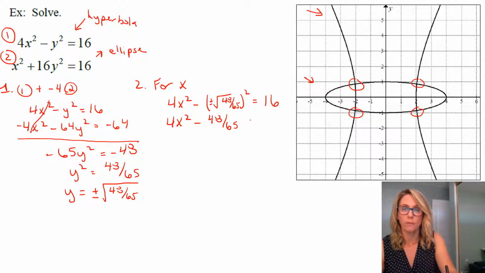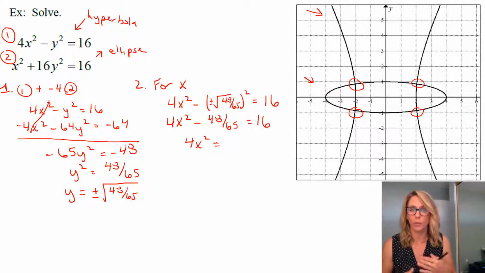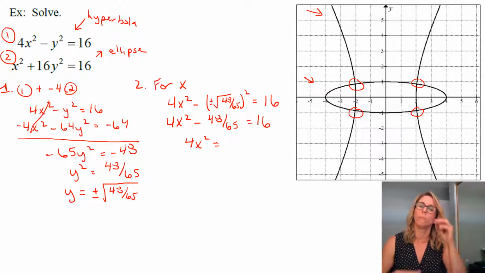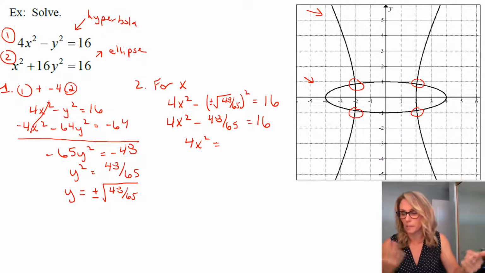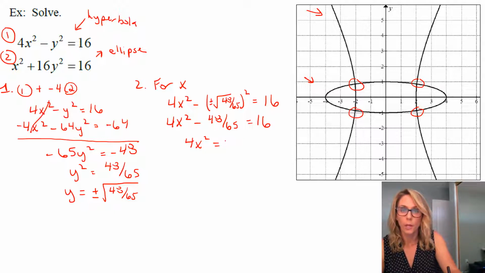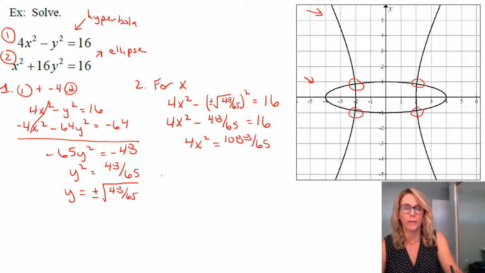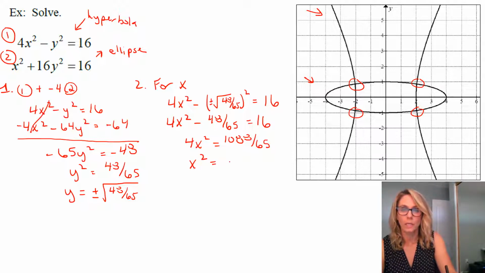So we have 48 over 65, and then 16, and then I want to add that. So 4x squared equals 16 plus 48 over 65. The common denominator is going to be 65, so you end up with 1088 over 65, adding those two things together. Then I will divide by 4. Dividing by 4 is the same as multiplying by 1/4, so that will give me 272 over 65.